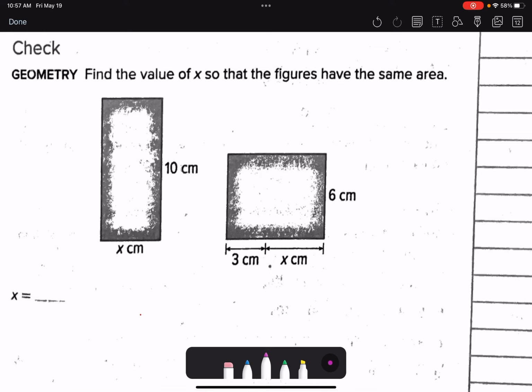It says find the value of x so that the figures have the same area. This one is a little bit trickier because we have to create it. But again, this is great practice because you are going to see this next year in geometry. So first thing we have to do is understand that luckily for us, the formulas are the same. Area in this situation equals length times width. This is my length, this is my width, this is my length, this is my width, and I'm going to go ahead and proceed from there.